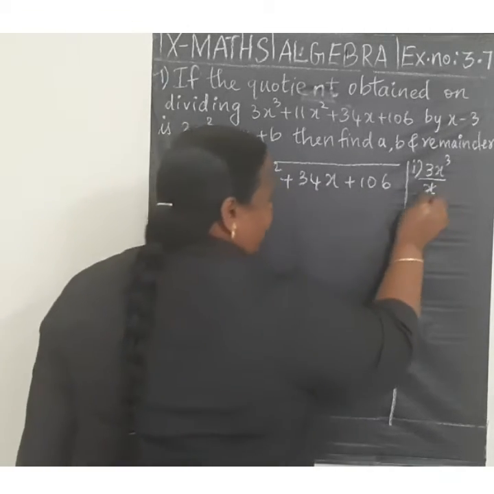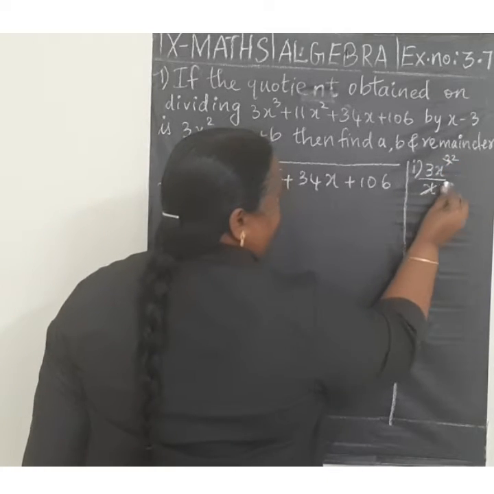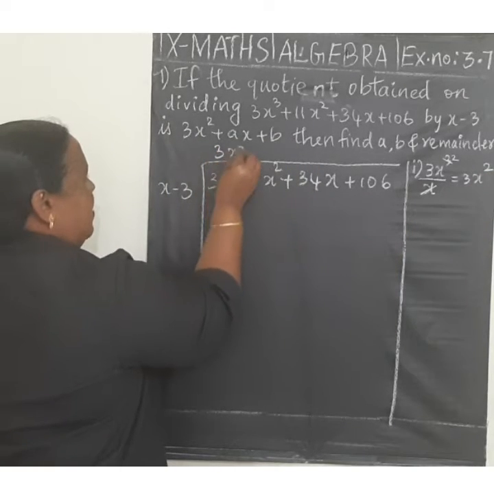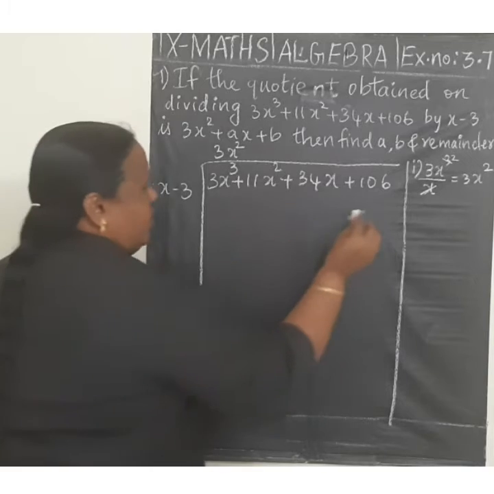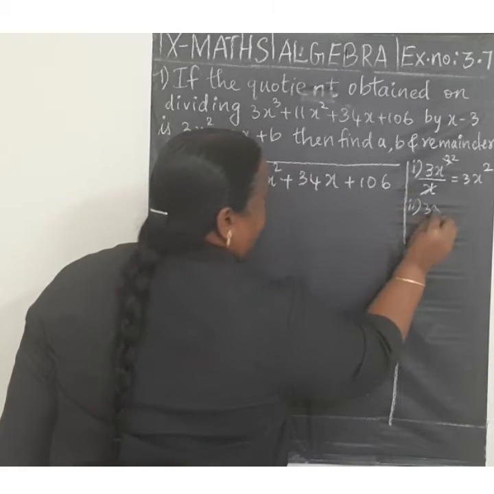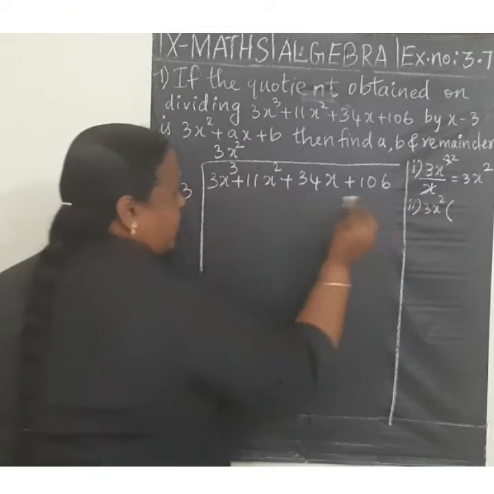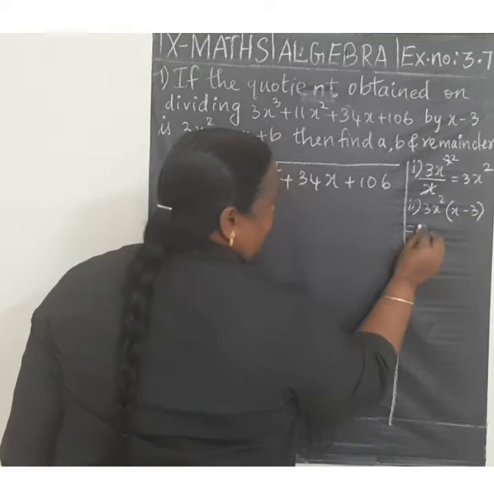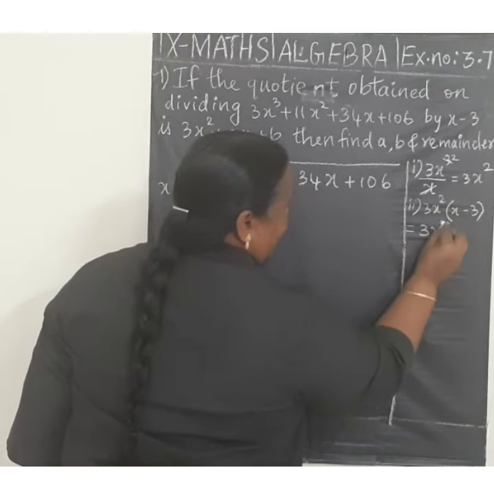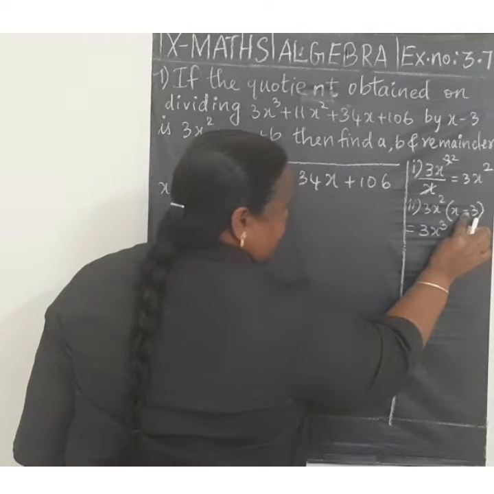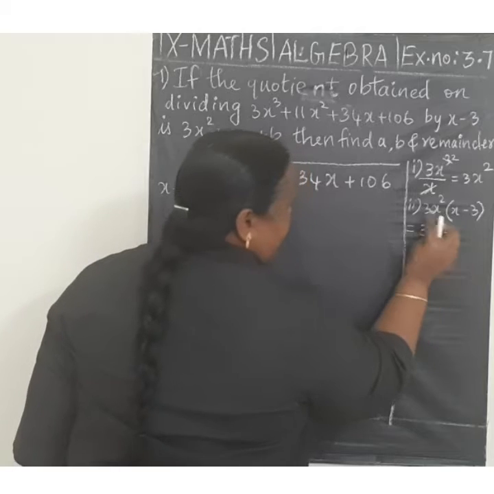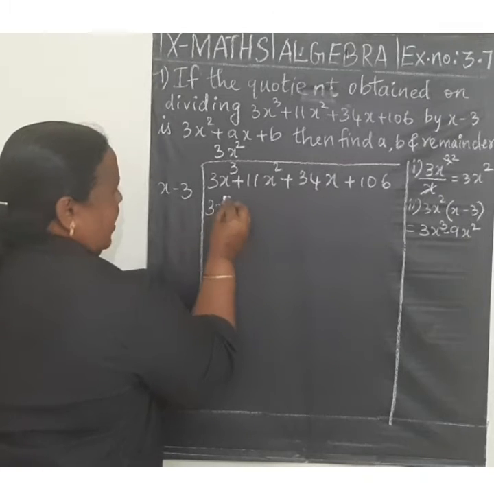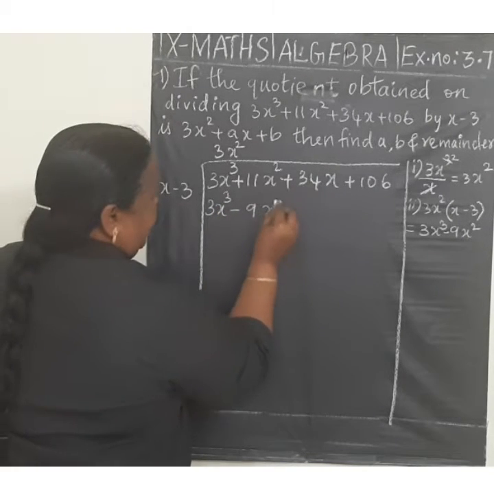When we do this, one x cancels, so we will be getting 3x squared. Here we have to write 3x squared. Next, we multiply this 3x squared by the divisor, then only we will get these terms. So x minus 3 times 3x squared is 3x cube. Plus into minus, minus 3 threes are 9, x squared. Now we write 3x cube minus 9x squared.